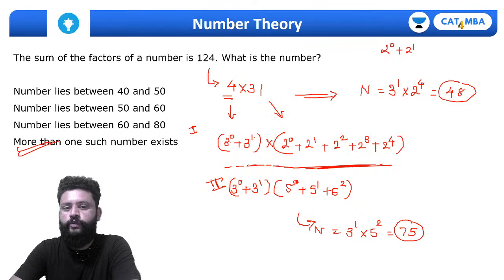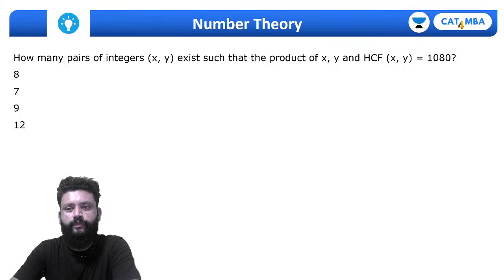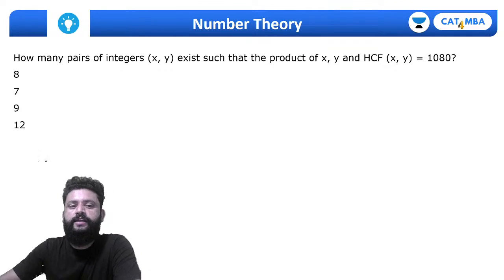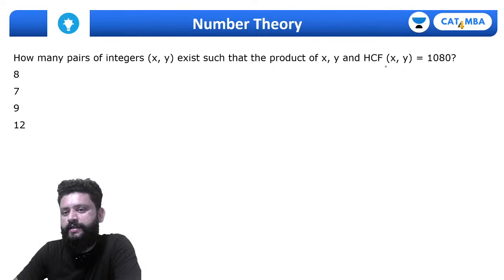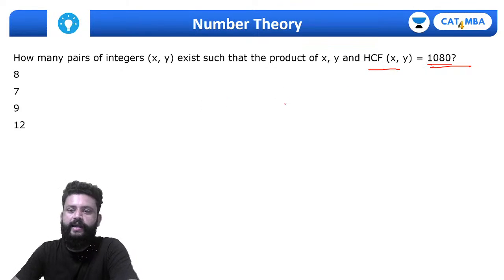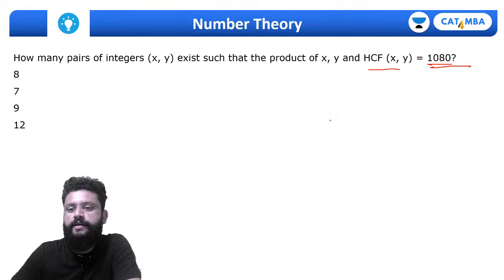Let's try for the next one quickly. How many pairs of x and y exist such that the product of x and y and their HCF is 1080? Quickly take the possibilities, and I want you to take all the possibilities and finish it quickly at your own.